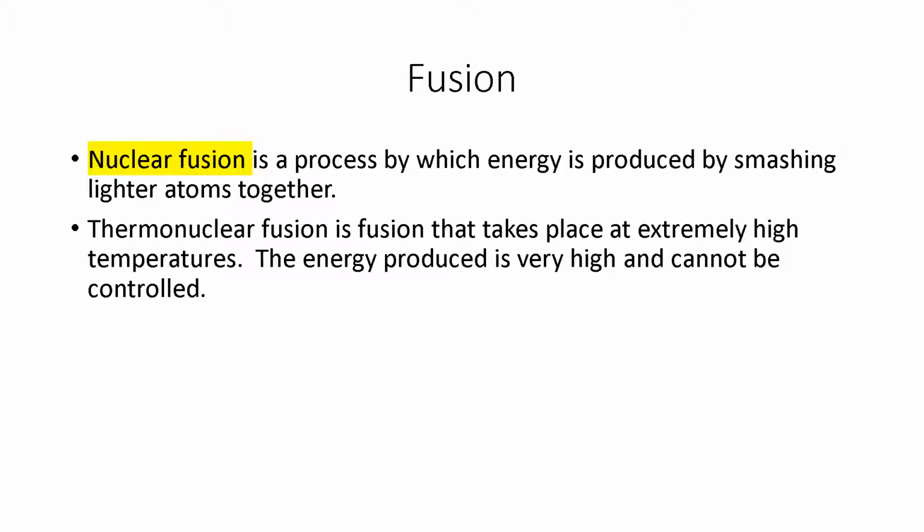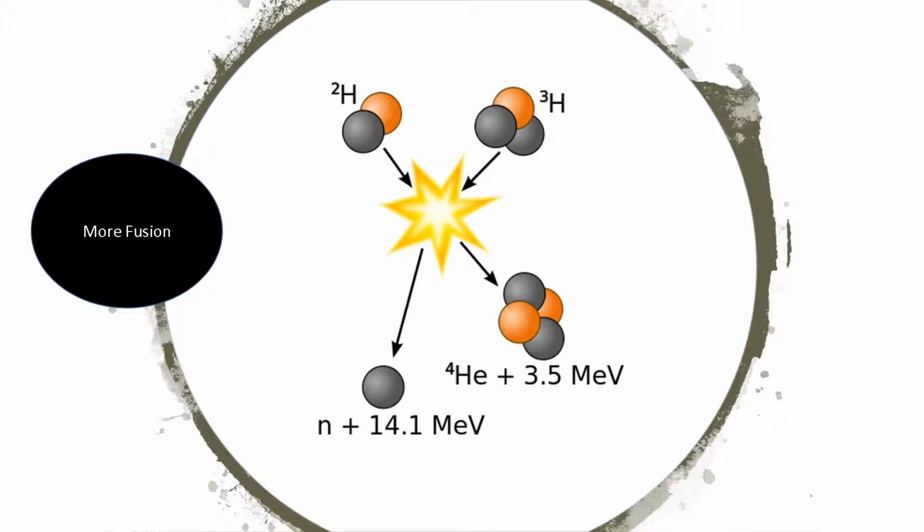Next, we have fusion. Nuclear fusion is the process by which energy is produced by smashing lighter atoms together. It's putting things together. And then we also have thermonuclear fusion, which is fusion that takes place at extremely high temperatures, and the energy is produced in very high levels, and it cannot actually be controlled. An example is shown here, where you can see a few different regions, and they're all coming together in one. That would be them fusing together.